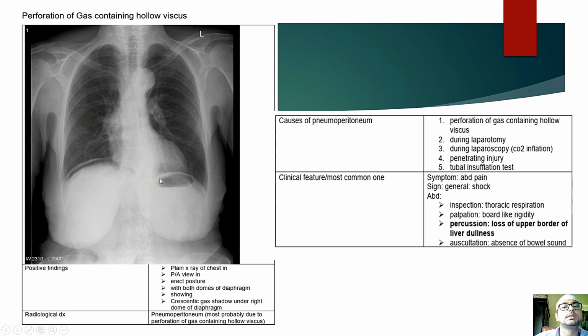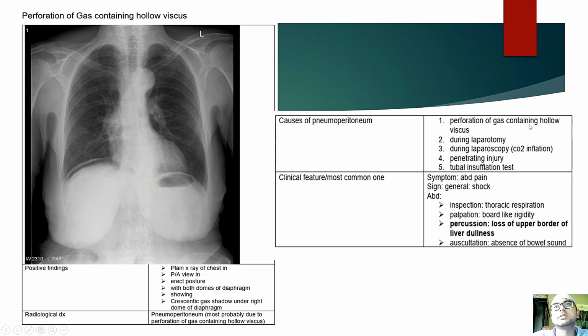So what is your diagnosis? This is perforation of a gas-containing hollow viscus. That means there is a perforation in the gut. The perforation can occur anywhere. The most common perforation is duodenal perforation, which is a benign perforation, and a malignant perforation may happen in the stomach. So what may be the possibilities of pneumoperitoneum?